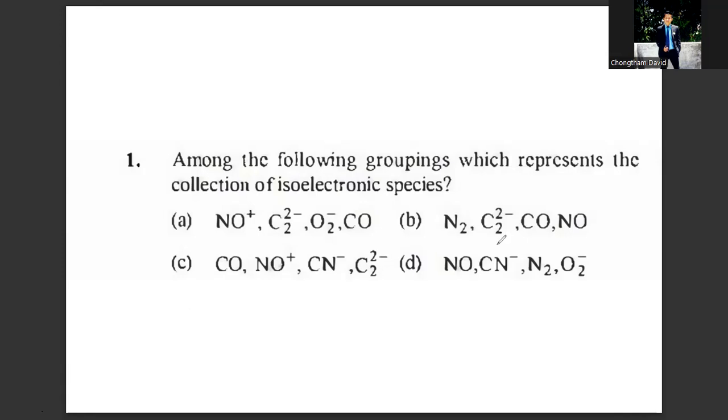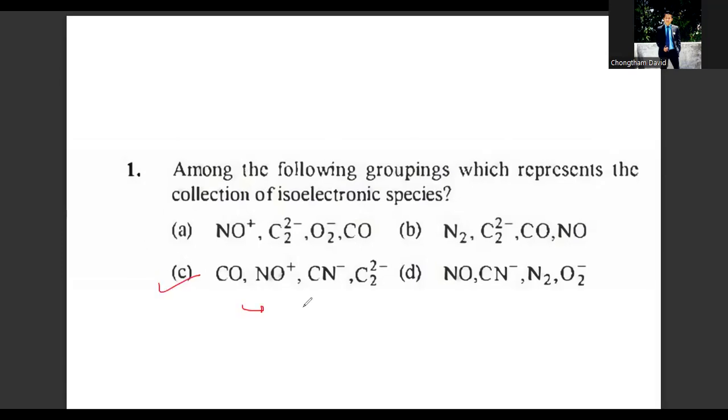The species CO, NO+, CN-, and C2 2-, they contain 14 electrons each. So C would be the answer because they all have a 14-electron system. For example, the atomic number of carbon is 6, which corresponds to 6 electrons, and oxygen has 8. So in combination you have 14 electrons. Similarly, NO+ gives 14, cyanide 14, and carbide also 14 electrons. So for question number 1, C is the answer. I hope it is clear.